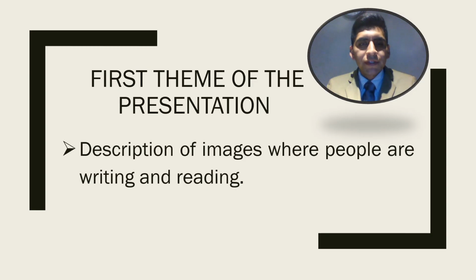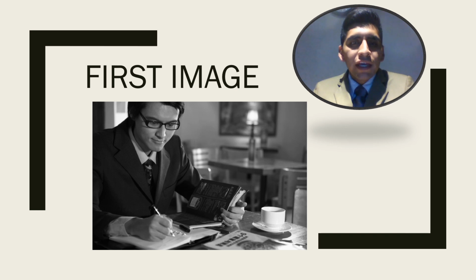First theme of the presentation: description of images where people are writing and reading. First image. In this image, you can identify how a student or a writer is making a notation in their diary, according to what I investigate, in the book that they hold in their hands. The image also shows that he is a very serious person, wearing a black jacket, a colored tie, and a white shirt, and I identify that he is an intellectual person because he wears glasses.